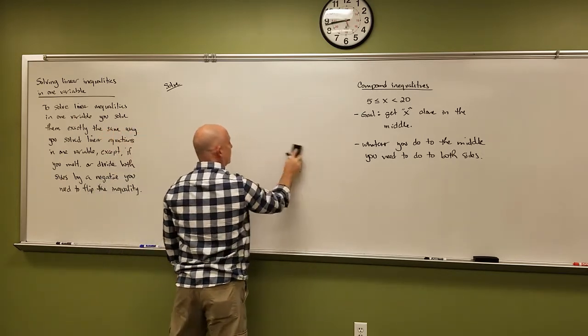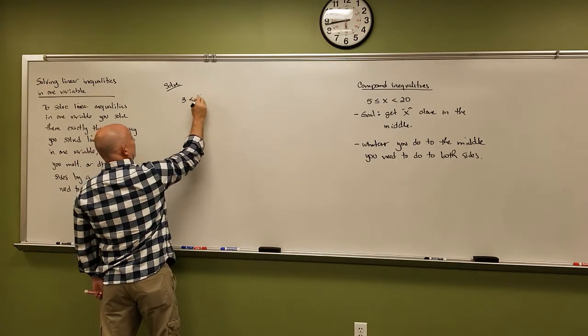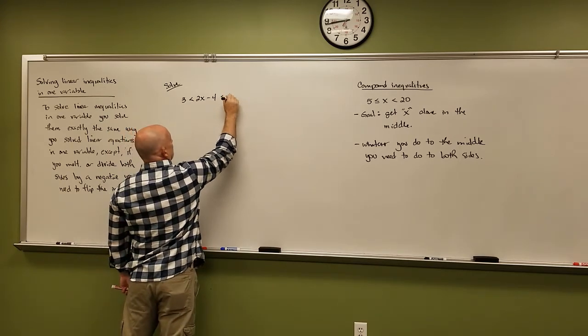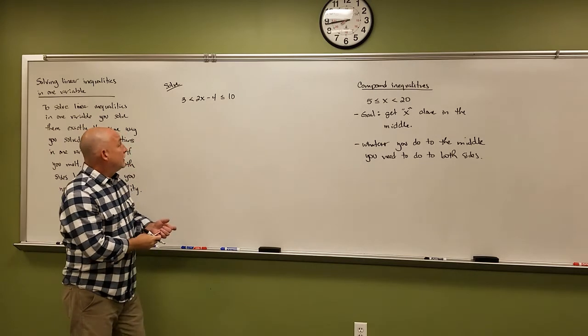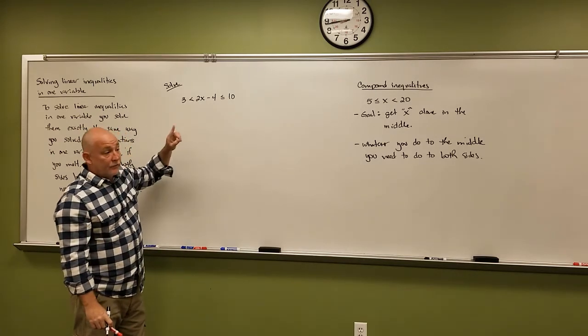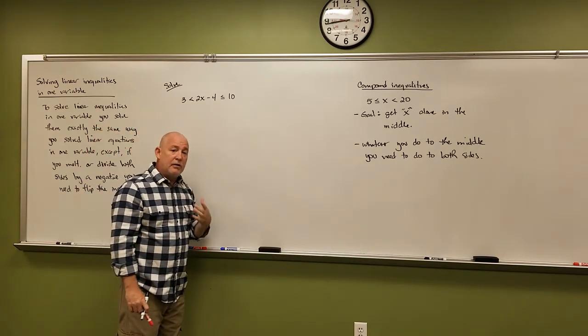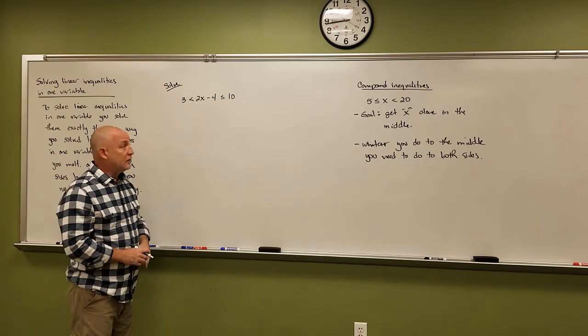Let's take a look at one of these. Let's say I have 3 less than 2x minus 4 less than or equal to 10. All right, this is a compound inequality, and it's linear because our variable is to the first power, compound because we have more than one inequality. So when you see these, you say, okay, I want to try to get that x alone in the middle, but you're still going to follow your steps for solving a linear equation.